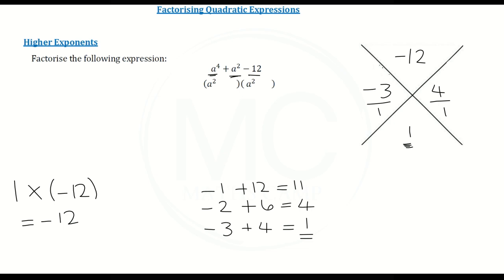The first fraction is negative 3 over 1. So our first bracket will be 1a squared, which is simply a squared, minus 3. Our second fraction is 4 over 1. So our second bracket is 1a squared plus 4. Let's tidy this up a little bit.